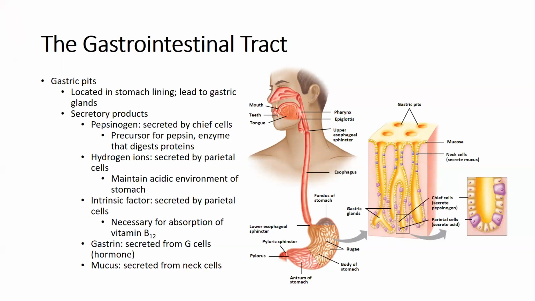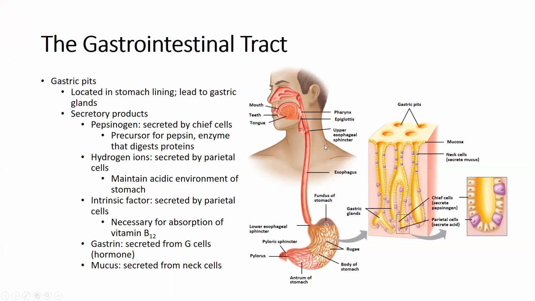Let's look at the gastric pits. The gastric pits are a histological structure in the stomach. They're basically within the stomach lining, and they lead to a deeper part of the pit, which is called the gastric gland. The gastric glands produce quite a bit of substances. So let's look at that pit here.